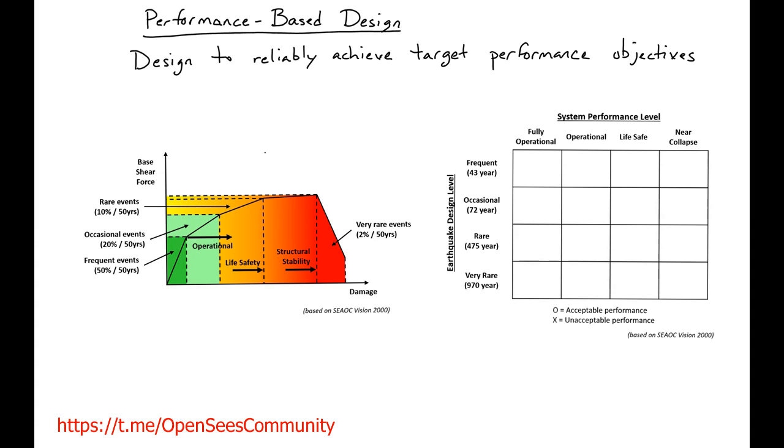In performance-based design, we're considering the whole system performance and not just the component performance. So we can look at this several different ways. The first is with a base shear force versus damage plot shown on the left. So every event has an associated level of damage to the entire system. So at rare or frequent events where we have a relatively low base shear, we'll have relatively low damage to our structure, which let's just say is a little house.